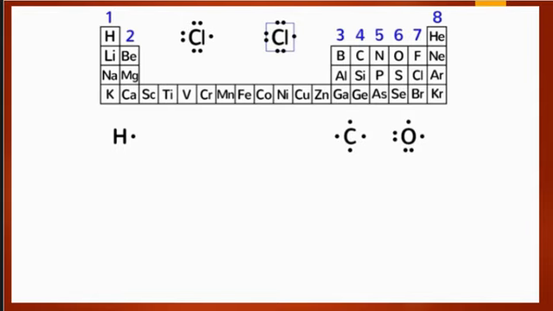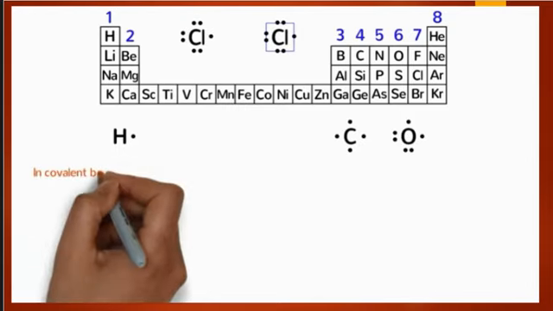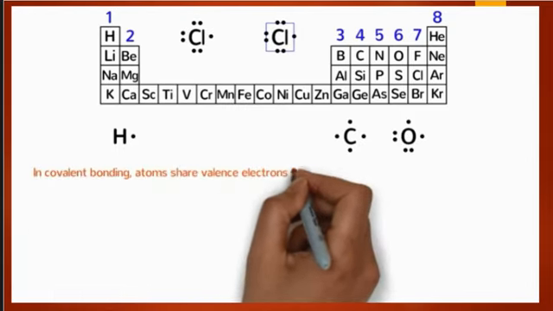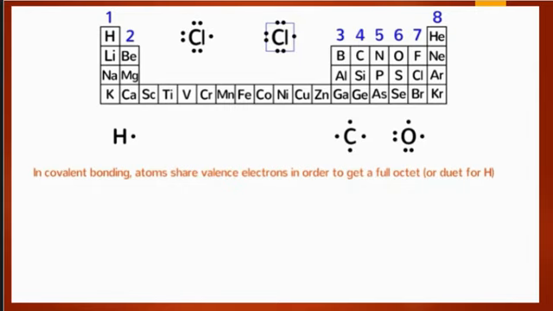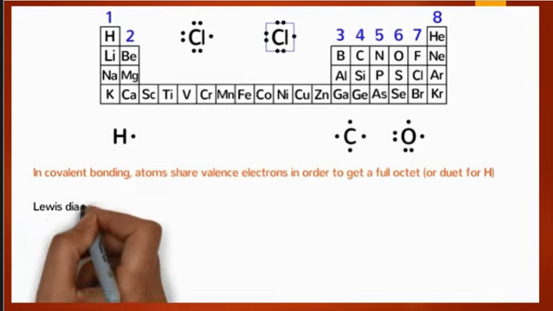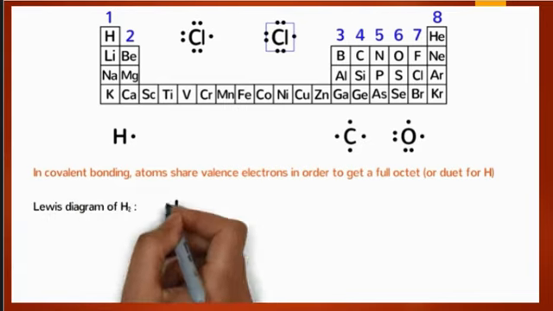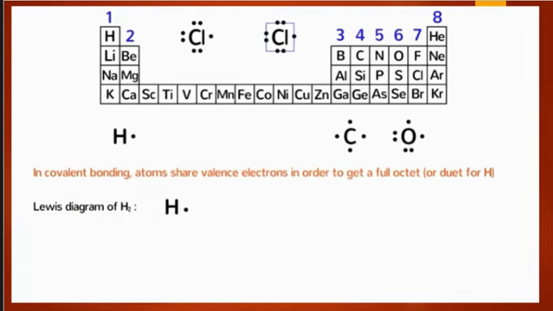Lewis diagrams are often used to represent covalent bonding in molecules and ions. In covalent bonding, atoms share valence electrons in order to get a full octet, or duet. That is, every non-metal element wants 8 valence electrons, except for hydrogen, which only wants 2 valence electrons. The simplest molecule possible is that of hydrogen, H2. A hydrogen atom has 1 valence electron, but it wants to have 2.